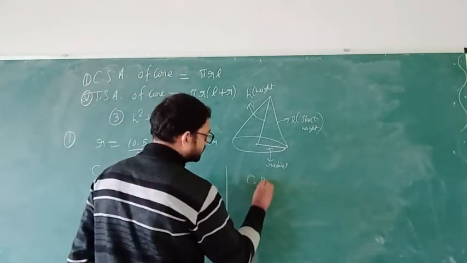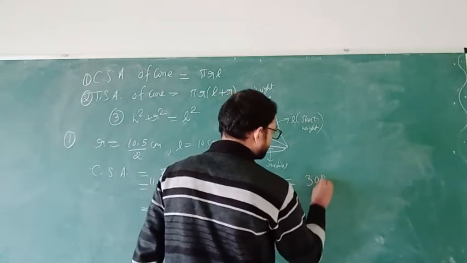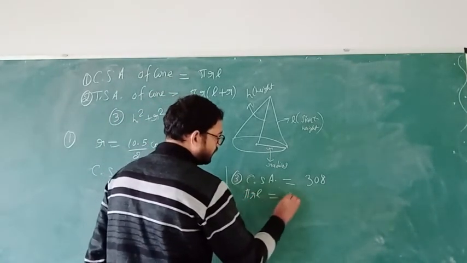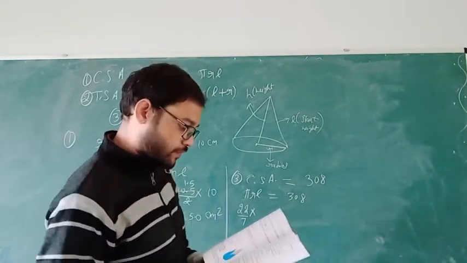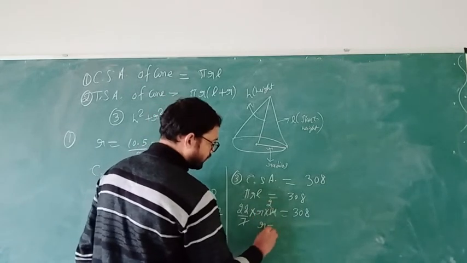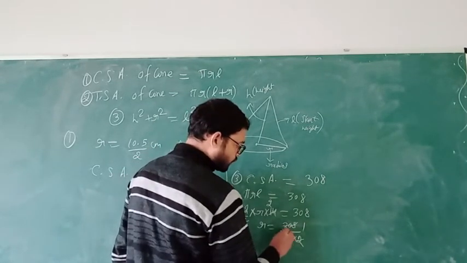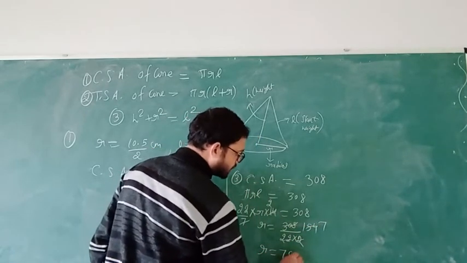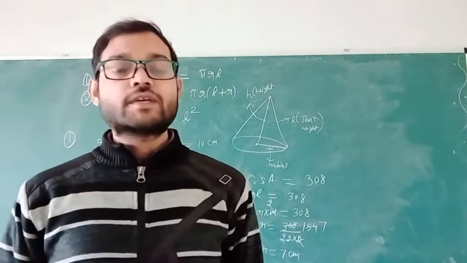Curved surface area is how much? That is 308 given as the curved surface area. Formula for curved surface area is pi r l. 308, pi is 22/7. The r is not given, l is 14. So, 2 into r, 308 upon 22 is 14. So, 7 times 2 is 14, and the remaining gives 7. So, r is 7 centimeters. So, you can see that we have the value of r, and after finding the value of r, you can find the total surface area.